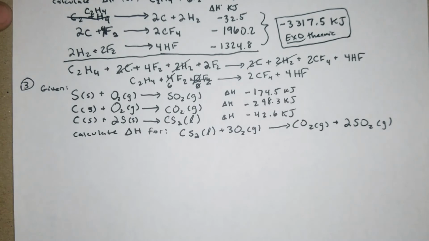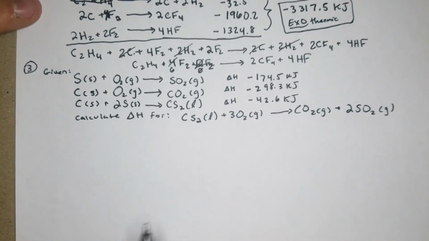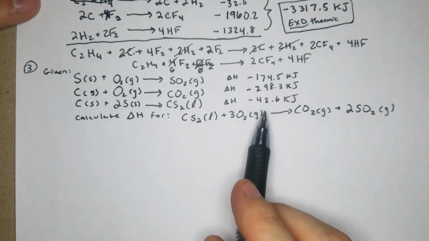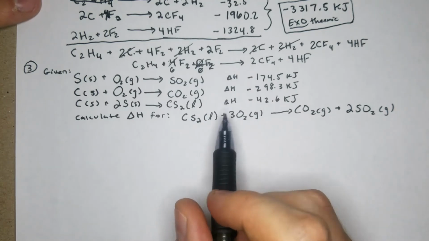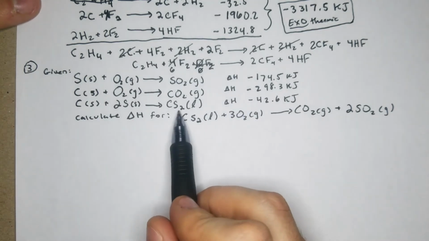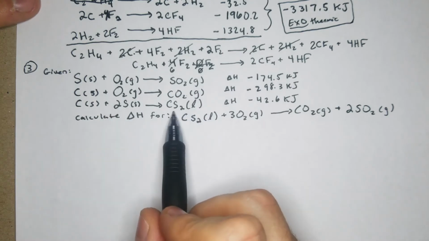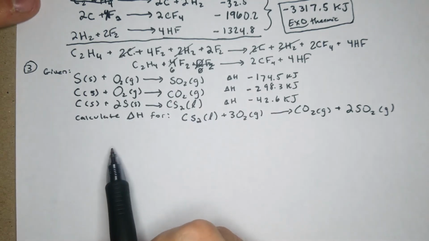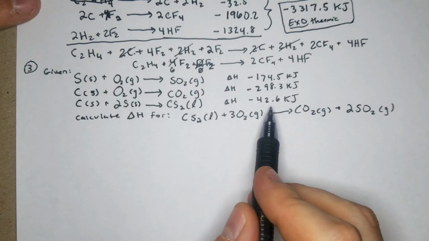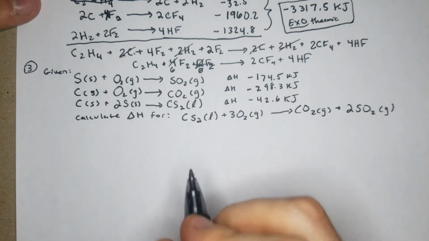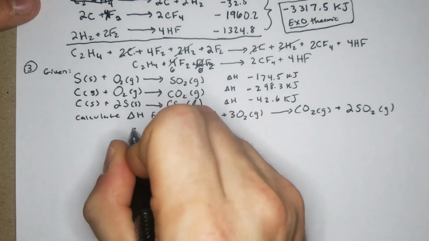Now, like I said, what I like to do is just kind of go through it in order from left to right. CS2, where do I see CS2? Right here. The easiest way and the only way to get the CS2 on the reactant side is just to reverse this equation, giving us 42.6. So we'll have that to start.